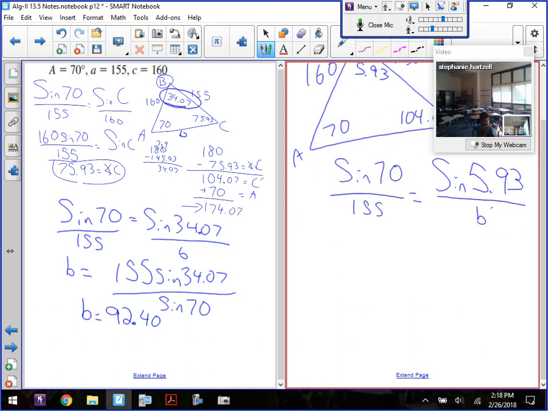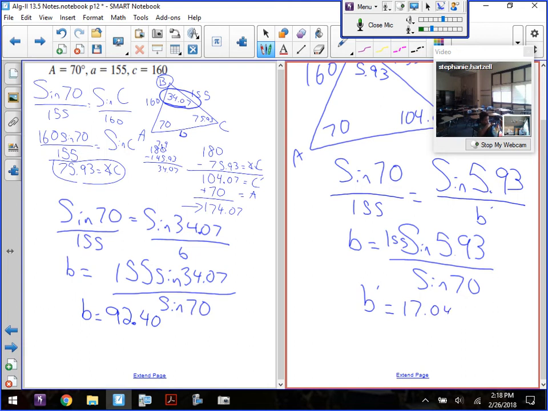Let me write this out. Oh, 155 times that. For some reason I thought I got 3 something. Oh, it might be a different problem then. It's not 3, Murphy. I'm sorry. 17.04. So little b prime would be 17.04. So you see how it still works out that it's biggest to biggest, smallest to smallest. It'll still follow that same pattern.